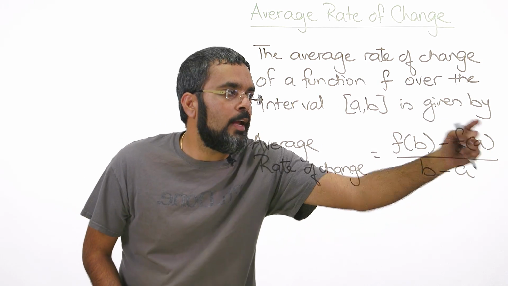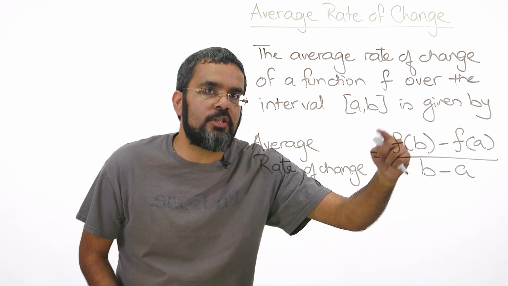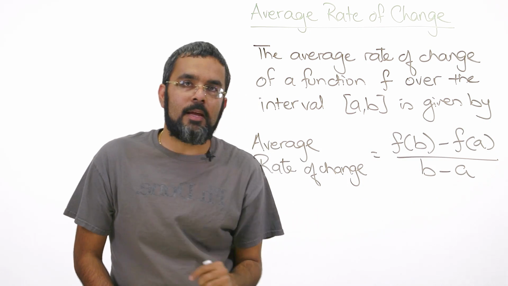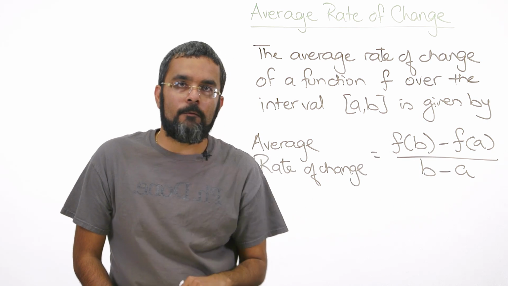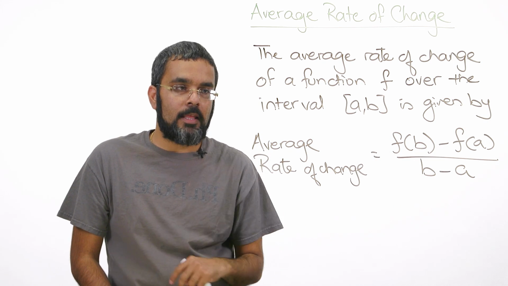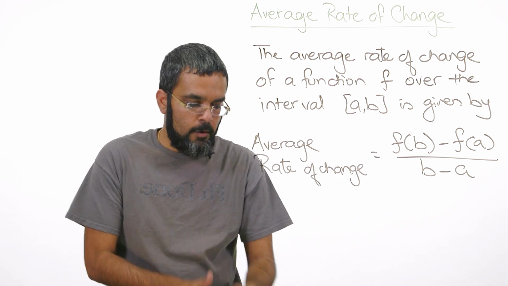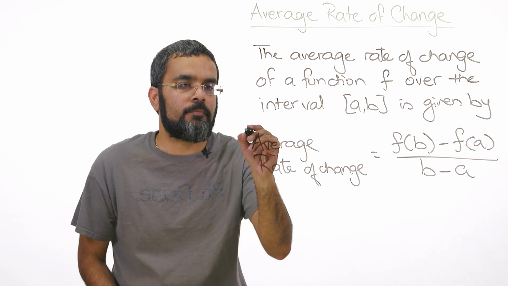So this f(b) minus f(a) would be your change in your salary, and b minus a would be, think about that as your change in years. So that was 50,000 over 5, and that gave us 10,000, right? So this is your formula for average rate of change.